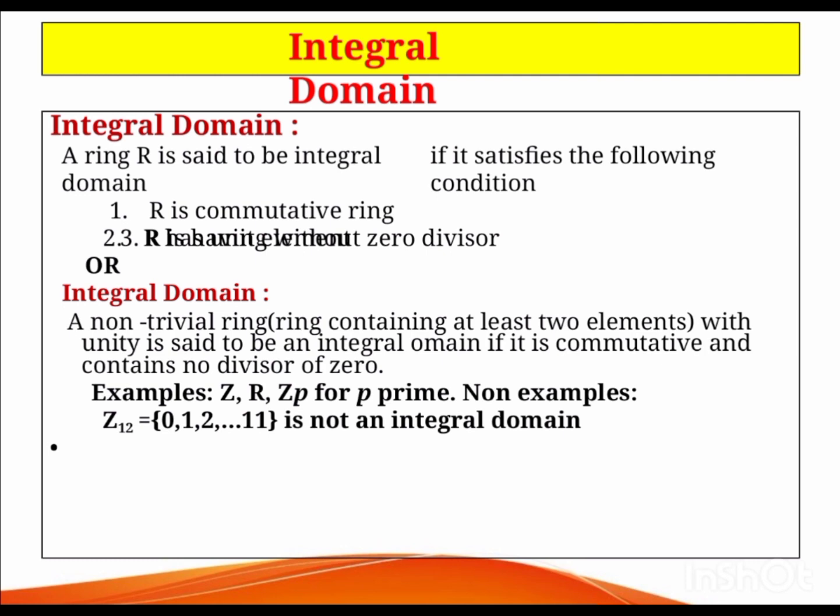In order to define an integral domain, first of all it should be a ring. After that it should satisfy three more conditions. First one, R is a commutative ring. Second one, R has a unit element. Third one, R is without zero divisors. We have already discussed the commutative ring, the unit element, and without zero divisors.